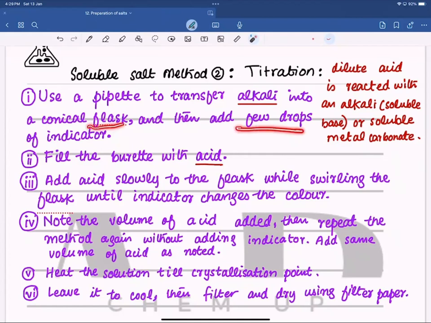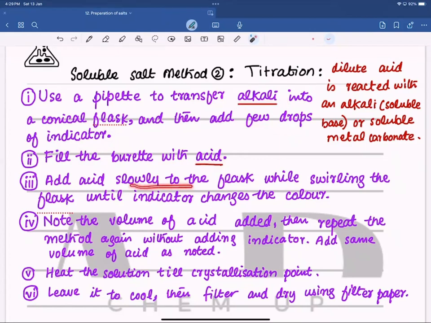Then we will add a few drops of indicator. Why do we use the indicator? Because the indicator changes color when the reaction is completed. So we get to know when the salt is formed. Then we will fill the burette with an acid. Here, as I have underlined the alkali and acid, we are going to write the specific names of the alkali and acid that we are using.